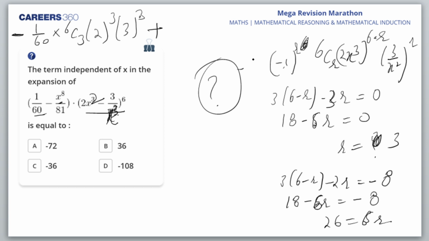So we quit this question. The idea is 1 by 60 has to be multiplied with the constant term, and x raised to power 8 has to be multiplied with x raised to power minus 8 term. Okay? Yeah, wrong question. So we nullify this question. We go ahead with the next question. Okay, students?